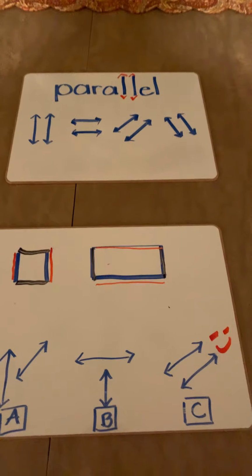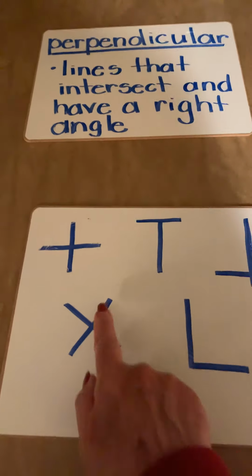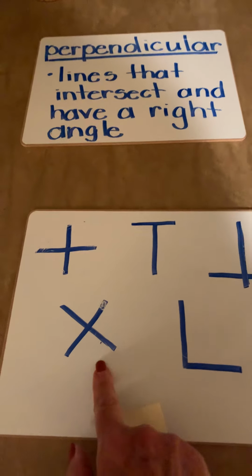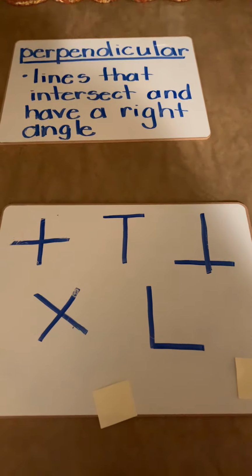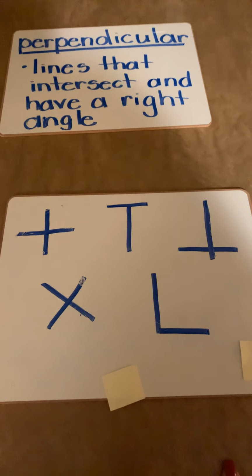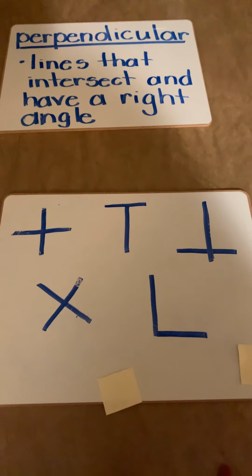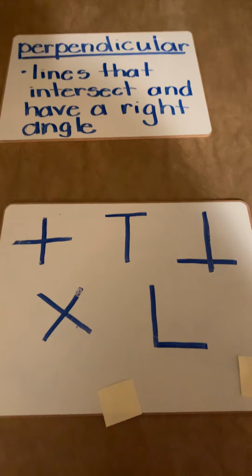So now that we've got parallel lines figured out, can we go into intersecting lines? I've got some more of our dry erase boards here, and I've got 5 sets of lines, okay? These lines intersect. Intersect means that the lines touch. These lines don't run next to each other like parallel. They actually touch each other.